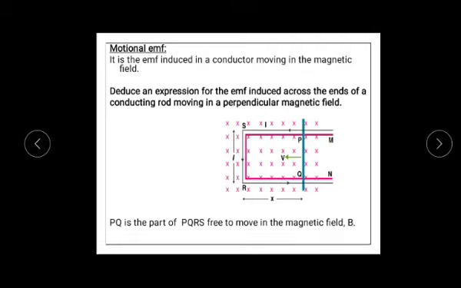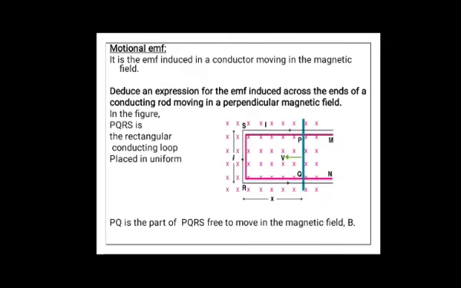Then we have considered PQRS, a rectangular conducting loop. This is PQRS. Rectangular shape you are seeing, no? It is a conducting loop. Means what? You have considered the conducting part. Okay?